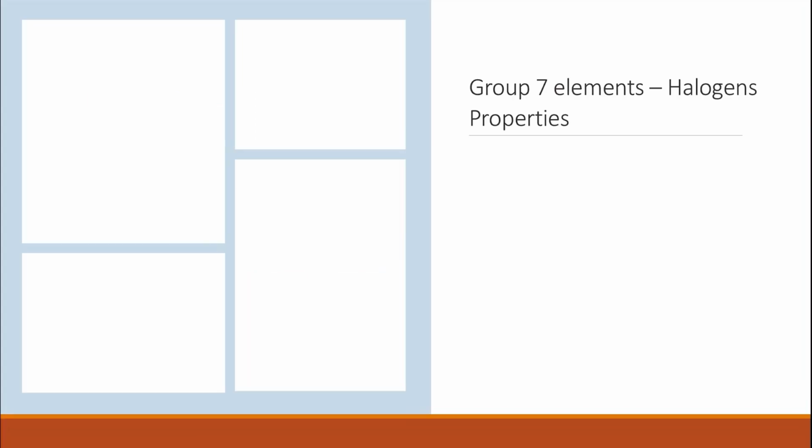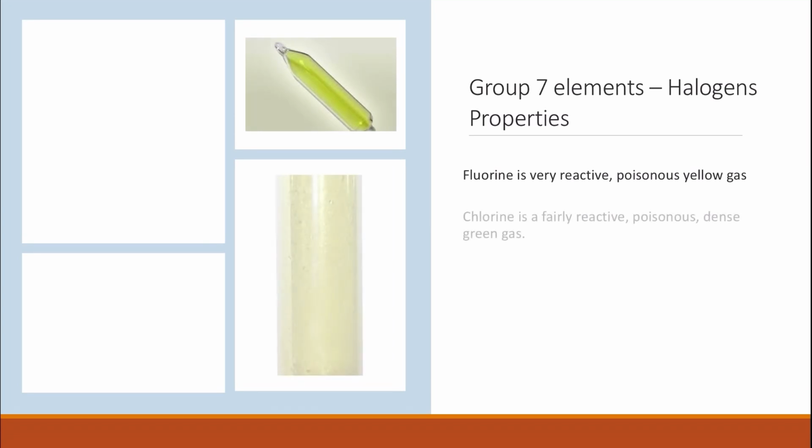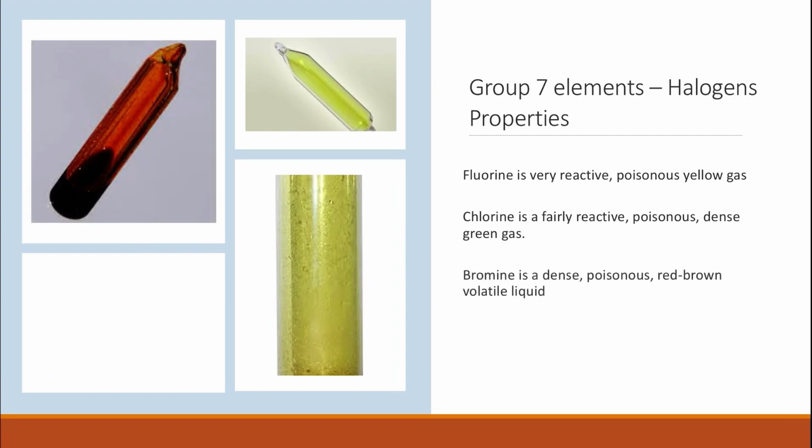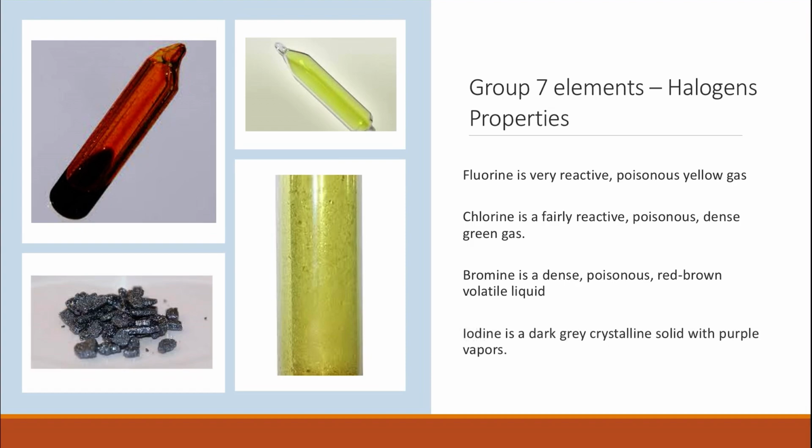So let's look at their physical properties. So we have fluorine and chlorine, the first two, they are very reactive and they are poisonous. And they are gases. And then we have bromine, which is liquid at room temperature. It's also poisonous. So if you have any reaction that uses any of these halogens, you should do it inside a fume cupboard because these are toxic compounds. And then we have iodine, which is solid at room temperature.